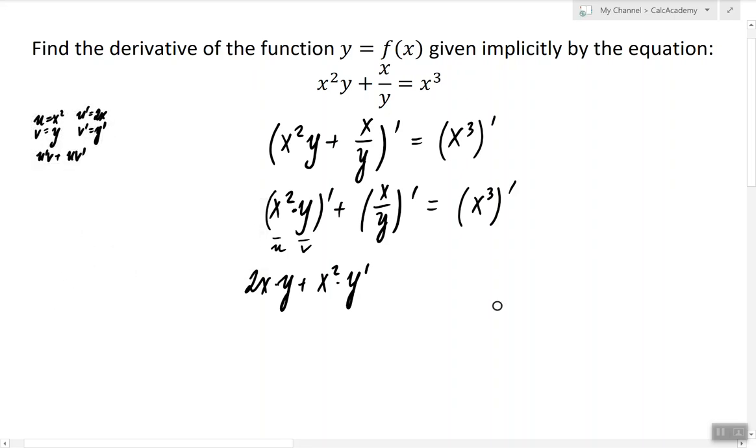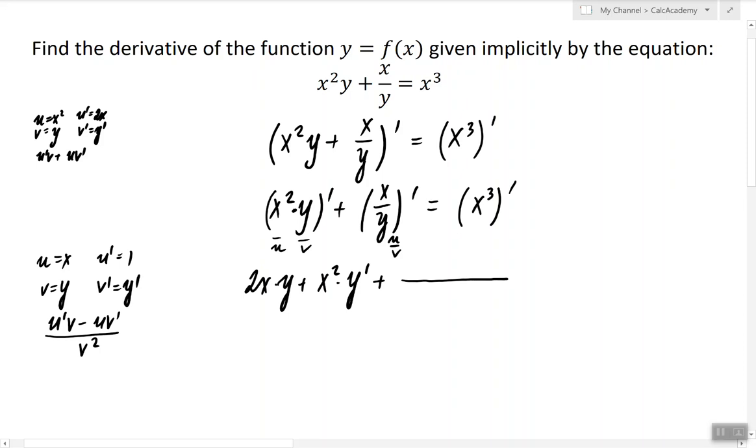Now we're differentiating this quotient. So this quotient we can treat as u over v, and u is x, v is y, derivative of u is just derivative of x, which is 1, derivative of v will be y prime, and derivative of u divided by v will be u prime v minus u v prime divided by v squared. So we're going to put it together using that formula.